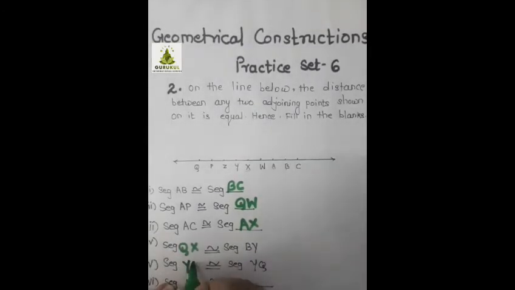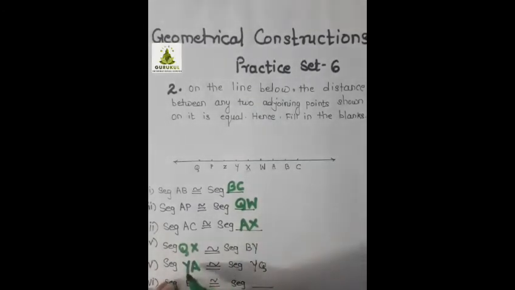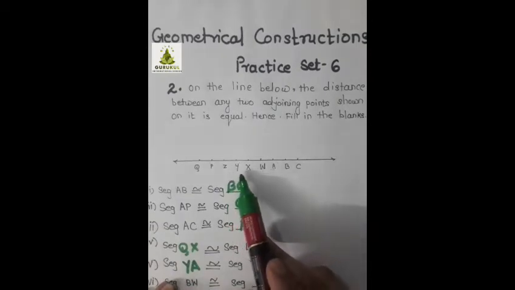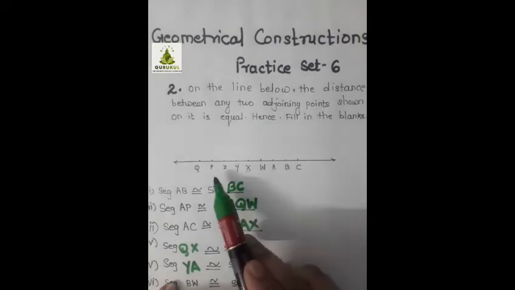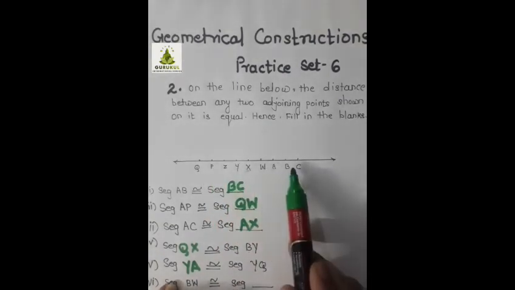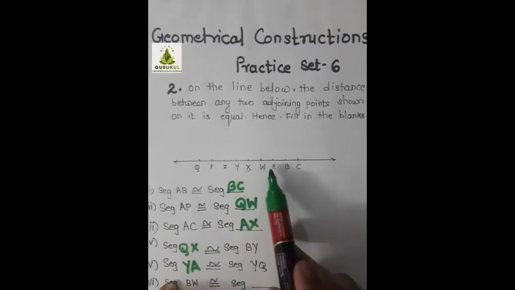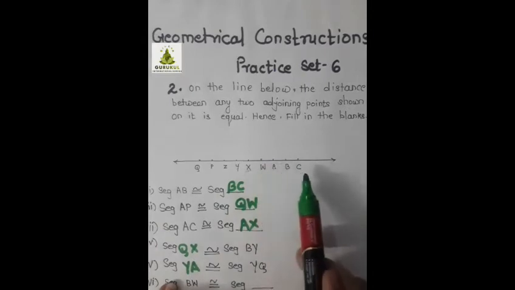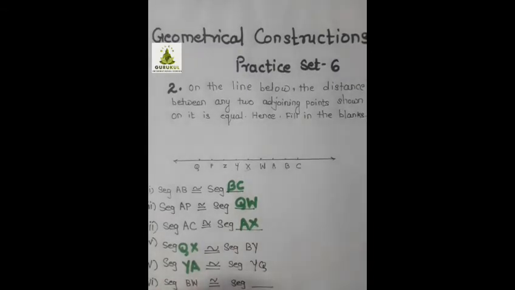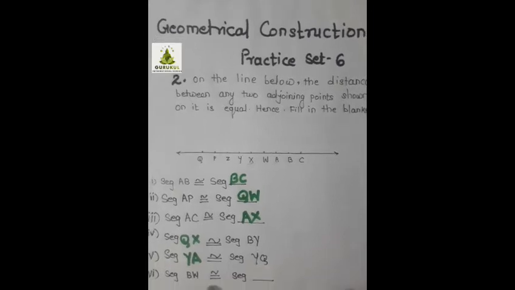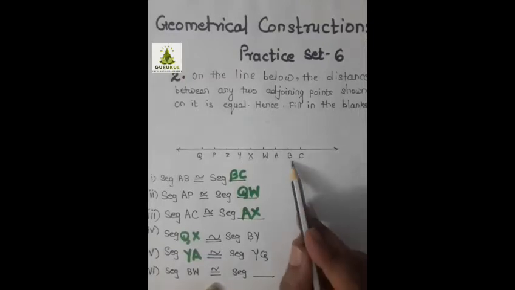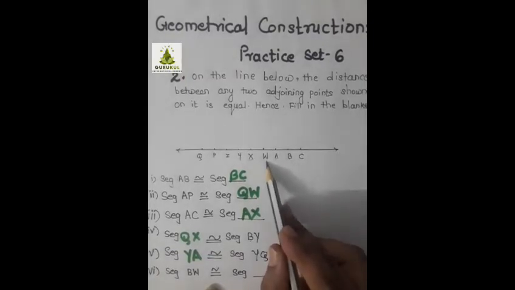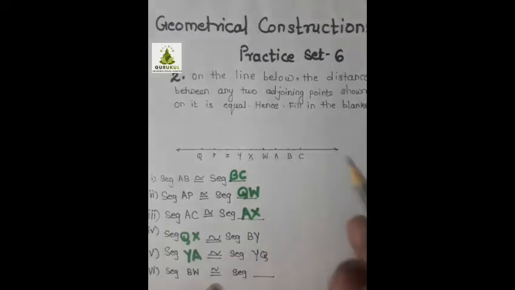Yes. I repeat, students, you can select any points, not necessarily the same as I took for YA. You only have to count 3. 1, 2, 3. You can count from here also 1, 2, 3, and you can write the segment WC. And last one, now we will see that segment BW is congruent with segment dash. Now where is point B? Here. Where is point W? Here. How many segments? 1, 2. So count any 2 segments.